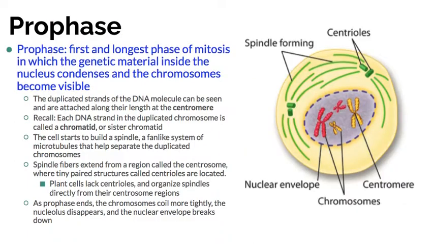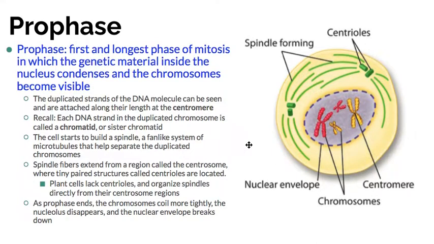So first up, we have prophase. Prophase is the first and longest phase of mitosis in which the genetic material inside the nucleus condenses and the chromosomes become visible. So down here is more details. You don't have to know every single one of these details. This just helps us identify prophase a little bit better. The big thing is making sure that you have the definition, and if given a diagram like this, you should be able to identify it as prophase. That's why in here we made the diagrams much larger, because you might have to identify those.